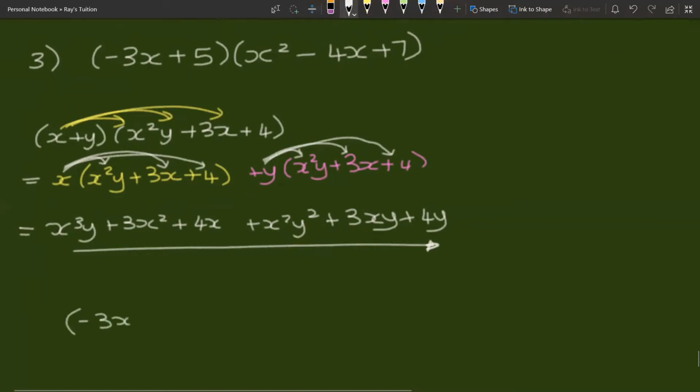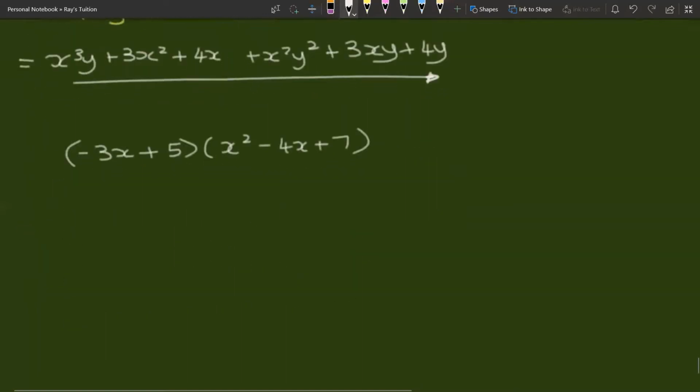We have minus 3x plus 5, times x squared minus 4x plus 7. So once again, we're going to take the first term and distribute it to everything. So minus 3x, and then x squared minus 4x plus 7. So that's the first term times the whole second bracket. And then it's going to be the second term times the whole second bracket.